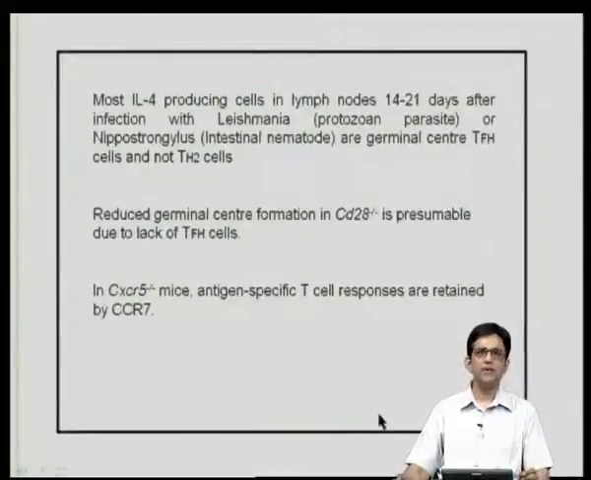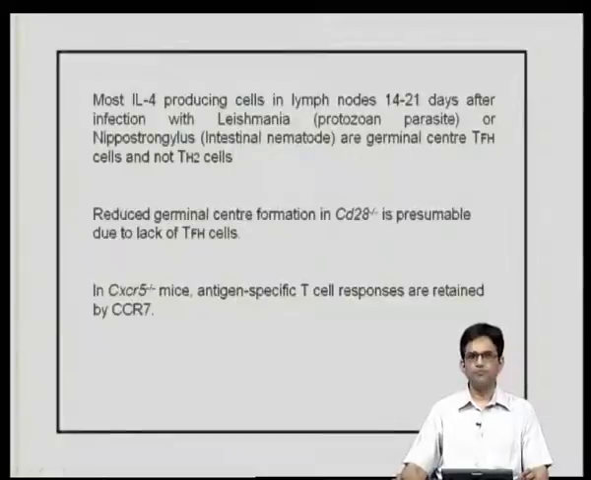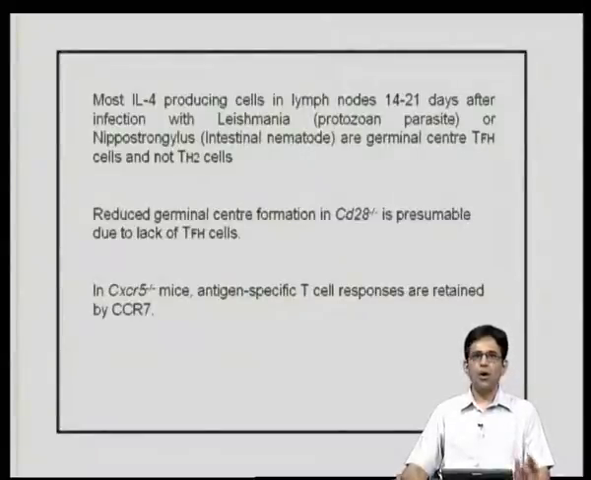So, where are these follicular T cells playing an important role? In fact, most IL-4 producing cells in lymph nodes after infection with Leishmania or the intestinal nematode Nippostrongylus are germinal center T follicular cells, and not in fact your T helper 2 cells.